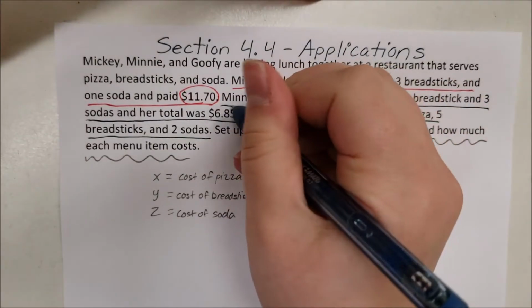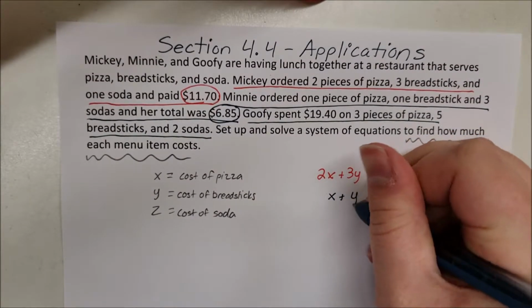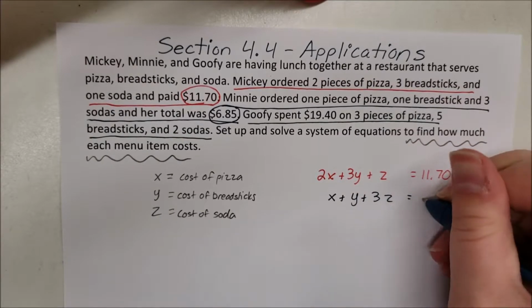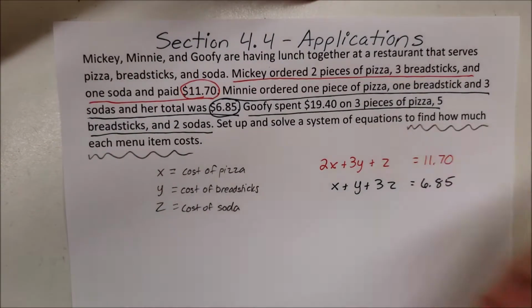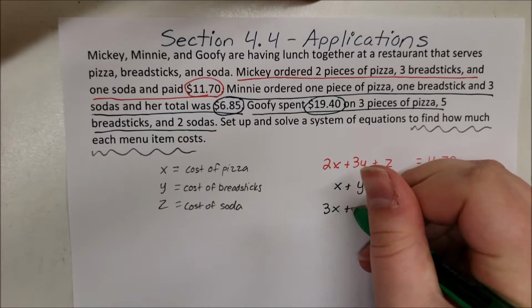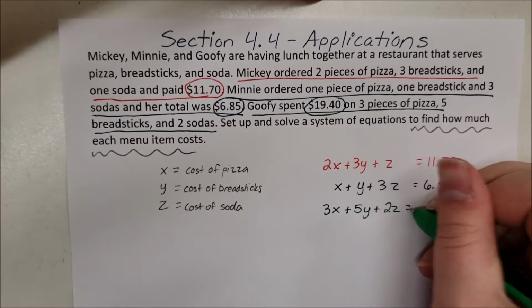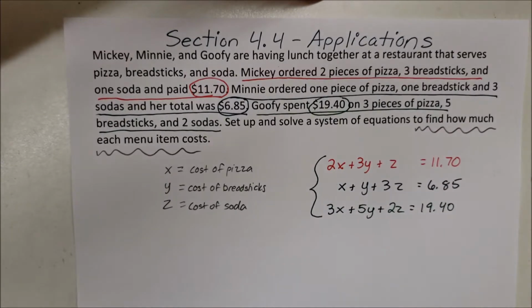Now the next total I see is Minnie's total, so we need an equation for her. She only ordered 1 piece of pizza, 1 breadstick, and 3 sodas, and she paid that total of $6.85. There's my second equation. My last one has to come from Goofy then, that third total I see, $19.40. He paid that for 3 pieces of pizza, 5 breadsticks, and 2 sodas. Together, these 3 are the system of equations that we are working with. We are able to get that from the story problem just like we did last unit. That's nothing new, just bringing back those old ideas.